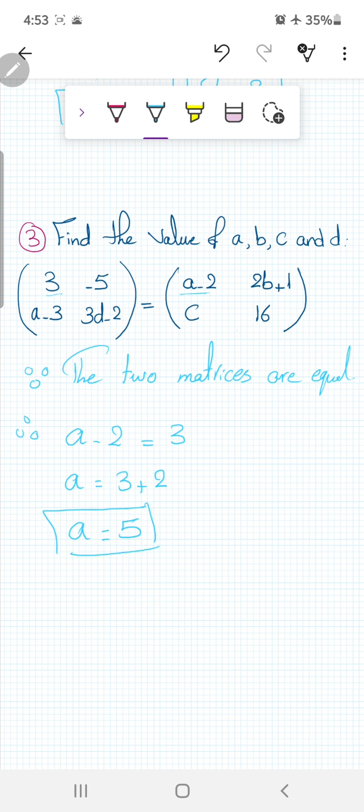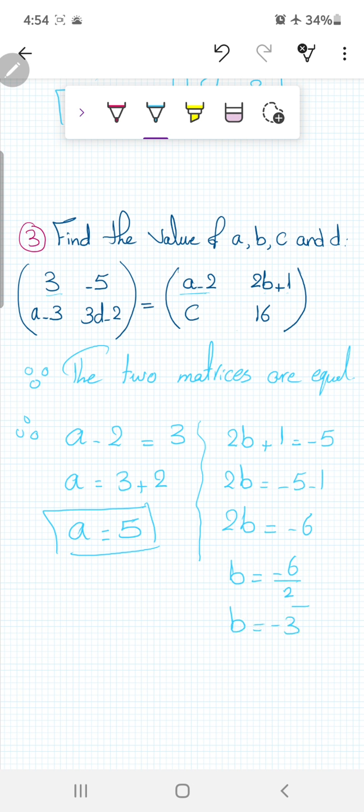Okay. And also we have 2b plus 1 equals negative 5, another equation. Move positive 1 to the other side as negative 1. 2b equals negative 5 minus 1, which is negative 6. So 2b equals negative 6. So the value of b is negative 6 divided by 2, which is negative 3. We get the value of b. Okay. And here we have a minus 3 equals c.